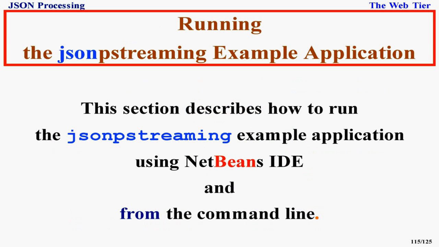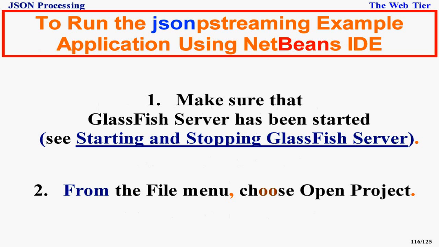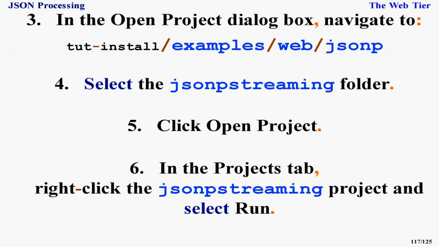Running the JSON streaming example application. This section describes how to run the JSON streaming example application using NetBeans IDE and from the command line. To run the JSON streaming example application using NetBeans IDE: 1. Make sure that GlassFish Server has been started. See Starting and Stopping GlassFish Server. 2. From the File menu, choose Open Project. 3. In the Open Project dialog box, navigate to tut-install/examples/web/jsonp. 4. Select the jsonpstreaming folder. 5. Click Open Project.